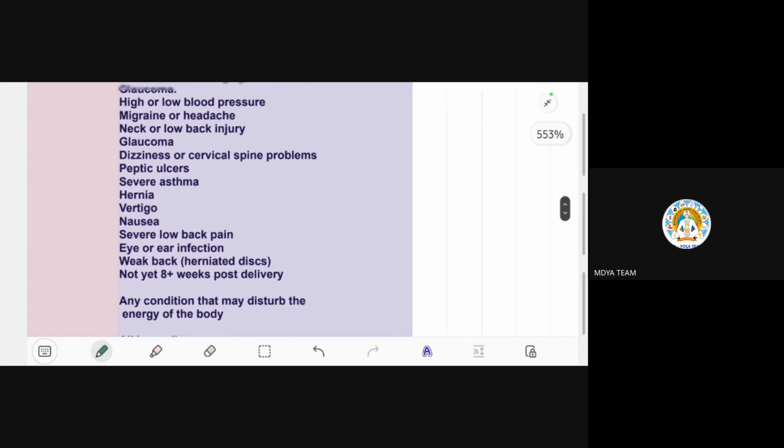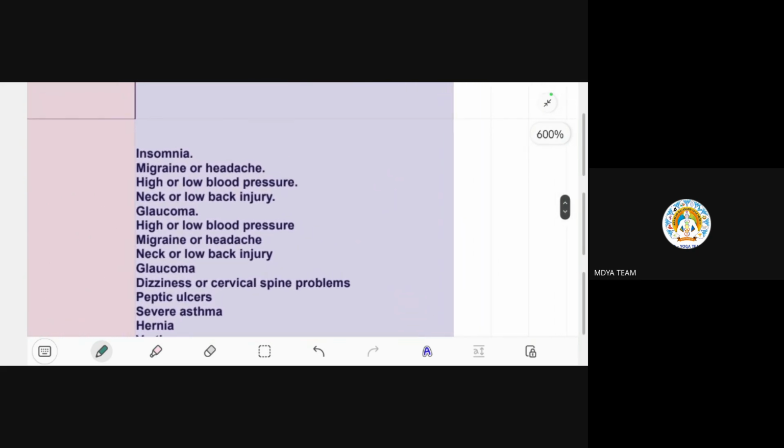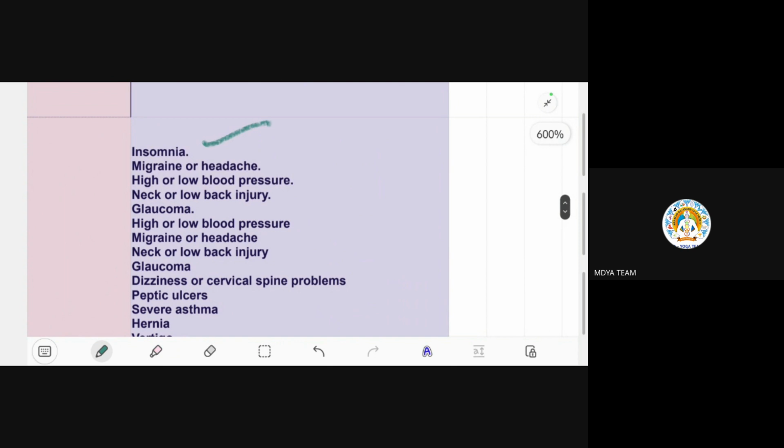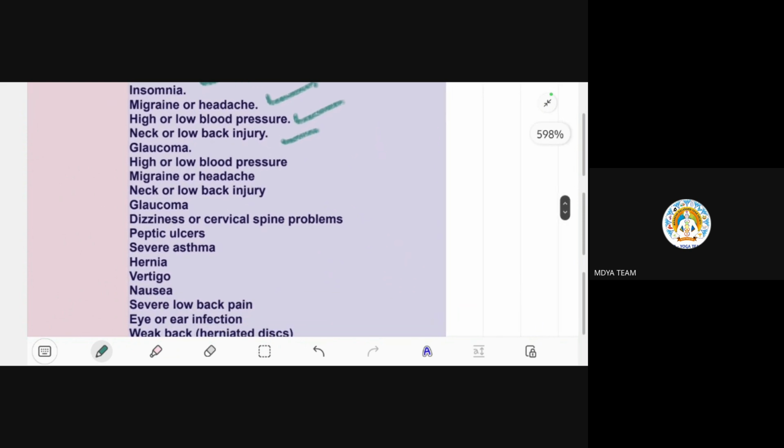The contraindications, of course. Insomnia, migraine and headaches, low blood pressure and high blood pressure. It got balance. Neck and low back injury should not do this. And the low blood pressure, what could be the reason one should not do this? Tell me. In the high blood pressure, I got the reason: the head region is getting too much blood. But why not low blood pressure?